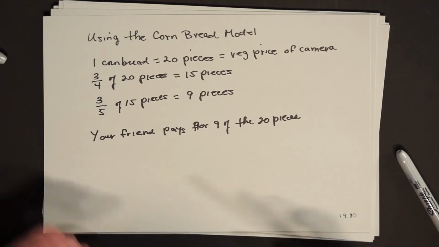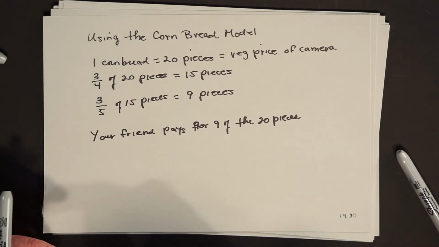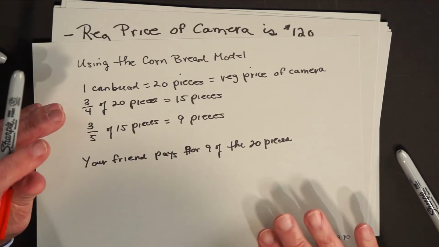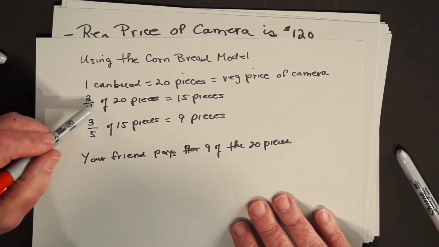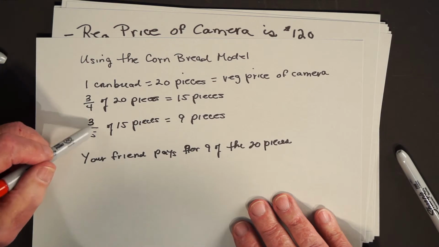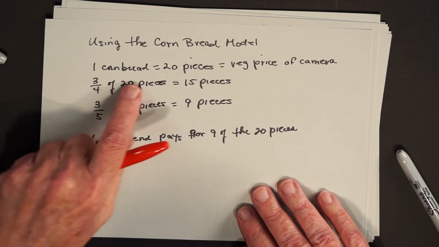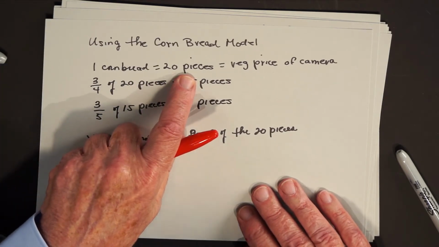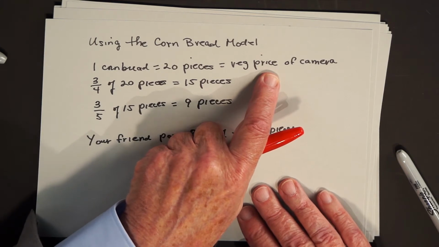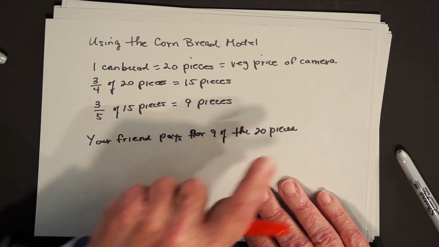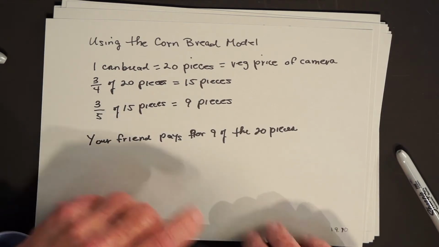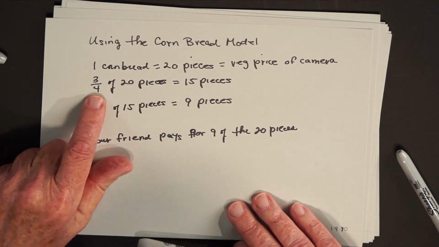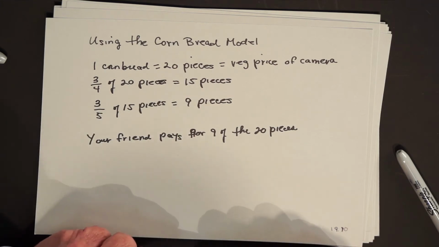Well, that's exactly where the Cornbread model comes in. Since you're dealing with 3/4 and 3/5, the common denominators here are 4 and 5, you divide the cornbread into 20 pieces, and those 20 pieces would represent the regular price of the camera. So 3/4 of the regular price is 3/4 of 20 pieces. 20 divided by 4 is 5. 5 times 3 is 15.